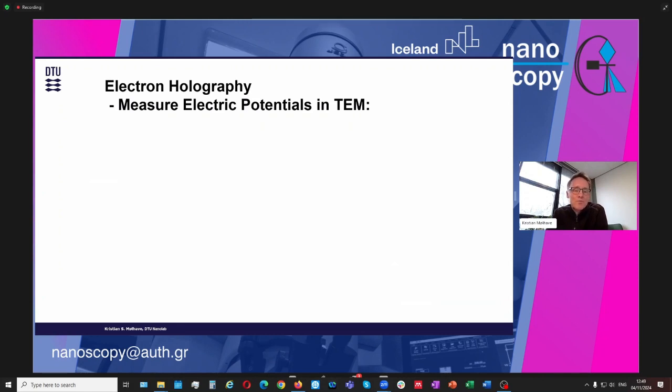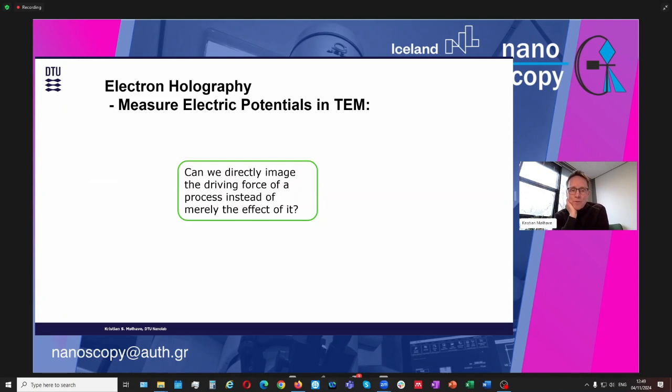The overall aim of what we're doing here is to hopefully be able to directly image the driving force of a process on the nanoscale instead of just looking at the effect of it. Would we be able to observe and map out the potential that's driving the formation of a dendrite that's growing, or a crystal forming in one way or another, or maybe electrophoretic motions of particles and so on? So this is the overall underlying scope of what we're doing.